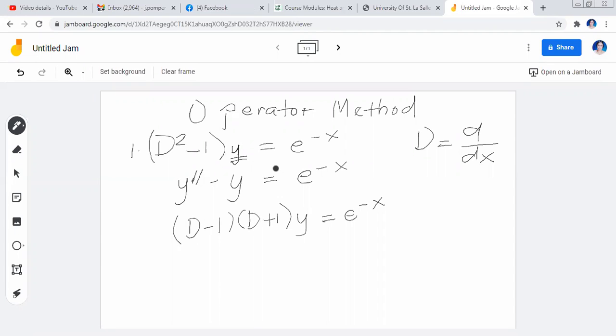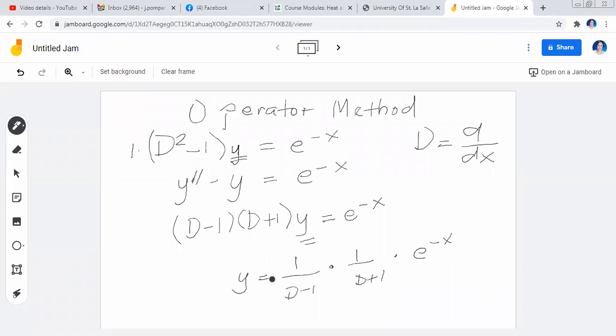Now, our goal in operator method is we will isolate the y on the left side of our equation, meaning we will transfer the D minus 1 and the D plus 1 to the right side. That could be done by the process of division. So you will have a 1 over D minus 1, then you have a 1 over D plus 1, and I have transferred these two in here, multiplied to e raised to minus x. Okay? Now you have transferred these two.